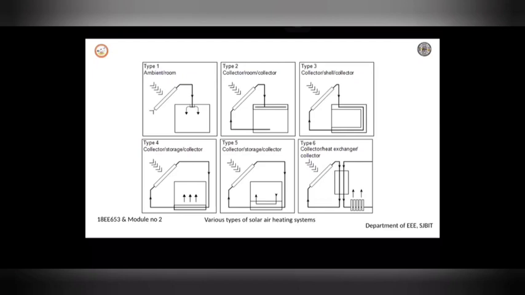Coming to type 3, it's a collector shell collector type. There is something like a passage, or a duct, where the air from the solar collector will be passed to the building. This is particularly suited for insulated buildings, where the collector's heated air will pass through the cavity between the outer insulated wall and the inner insulated wall. It will be like a cavity type, a passage where the heat air can easily flow.